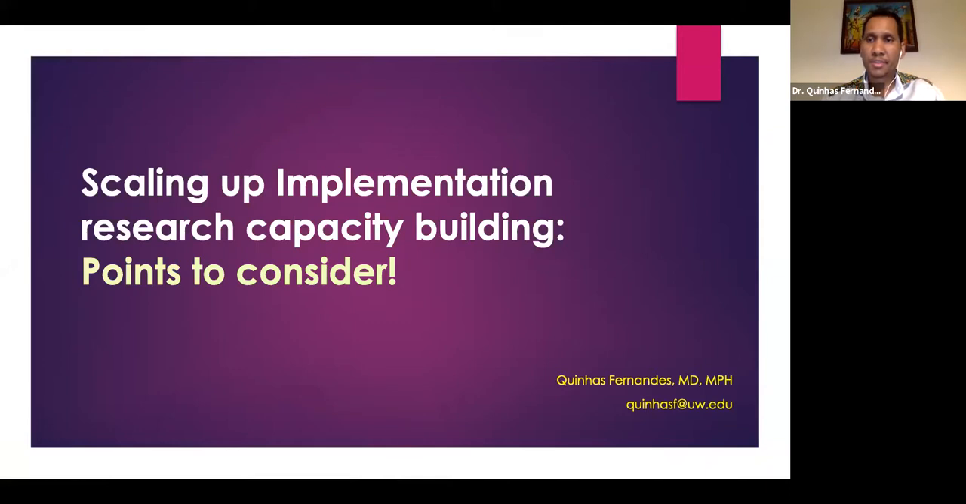I'll be talking about implementation research capacity building, particularly some aspects that I believe may be critical when we want to take implementation research capacity to scale.